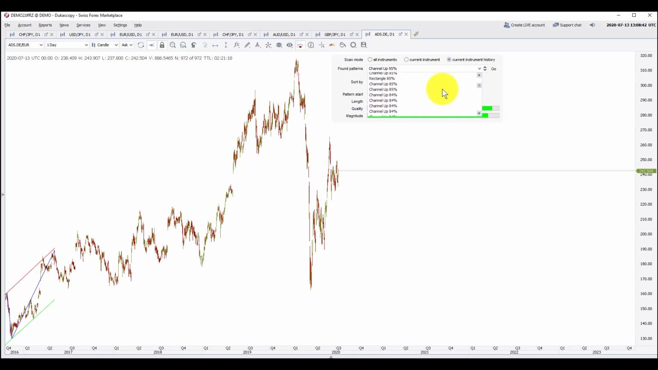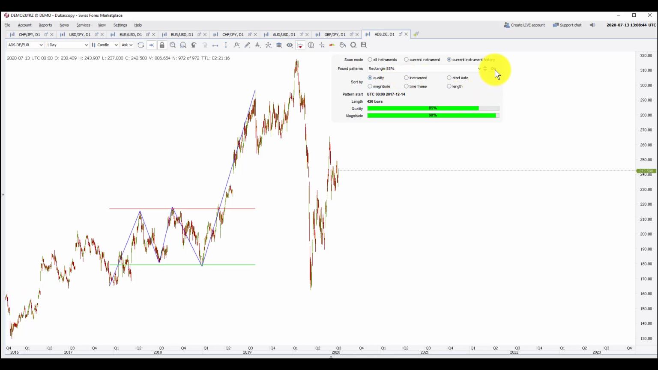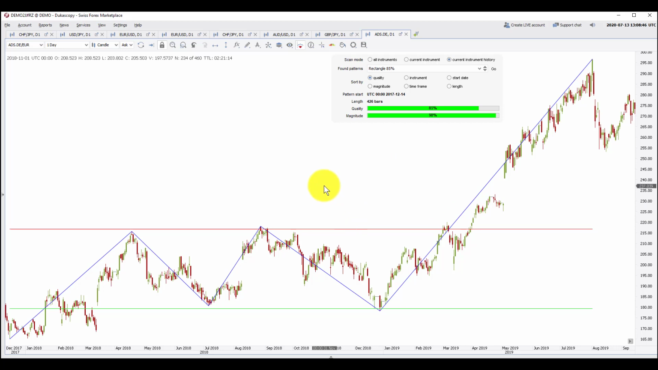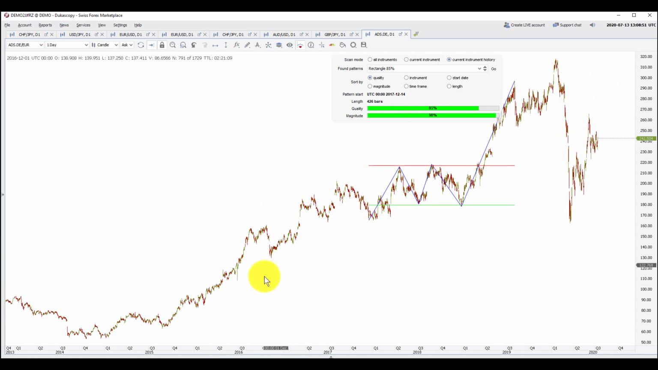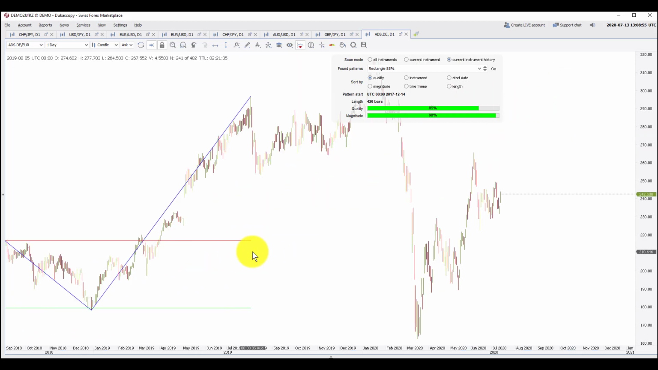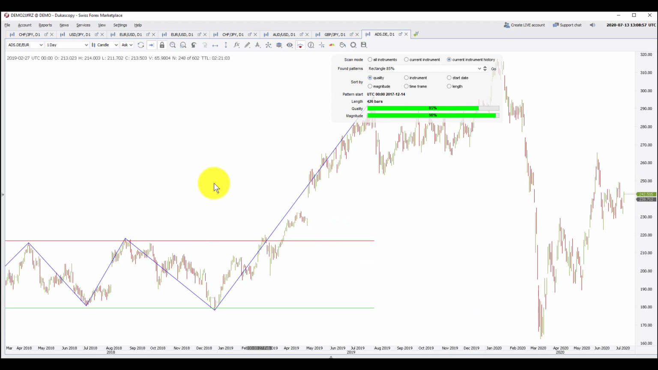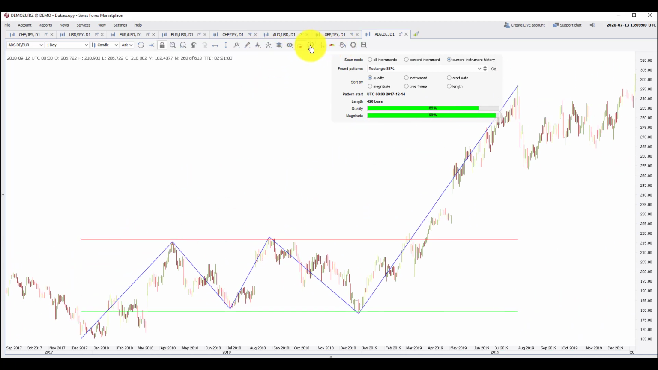Now this is for history. Now this is a rectangle, 85%. Let us see. Okay, see, this was the rectangle here. Let us see if it is giving us what we wanted. First, it should have an uptrend. Yes, it has an uptrend. Then in the uptrend it formed two highs here.